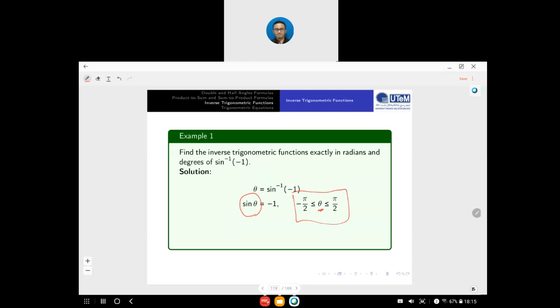Negative pi over 2 until pi over 2 ni duduk kat mana? Dia duduk kat sini. Okay, negative pi over 2 kat mana? Negative pi over 2 adalah negative 90. So duduk sini. Sebab dia daripada negatif. Okay. Tapi sampai ke pi over 2. Pi over 2 dia duduk dekat sini. Sinilah dia punya range. Okay. So theta equal to negative pi over 2.